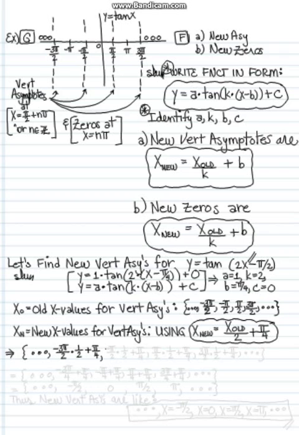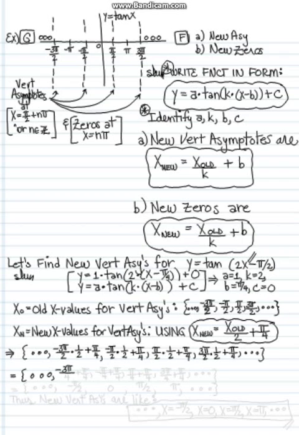Okay, take the next x value in the list. The old x vertical asymptote was negative pi over 2. So take that negative pi over 2, divide it by 2, or multiply it by 1/2, same thing. Add pi over 4, and then do the same thing to the other two. Divide them by 2 and add pi over 4.